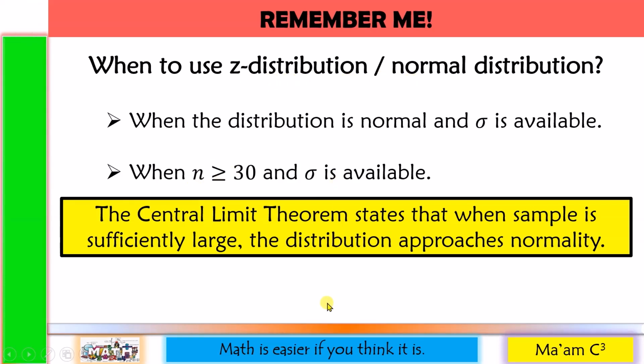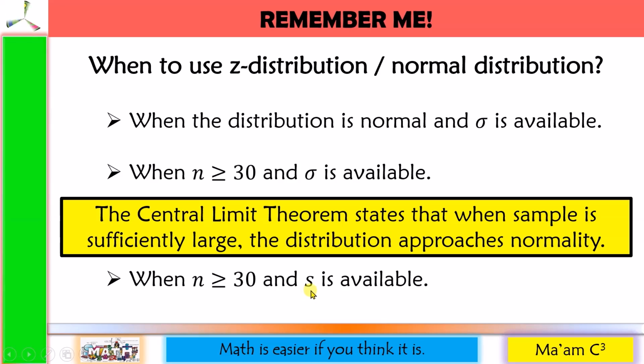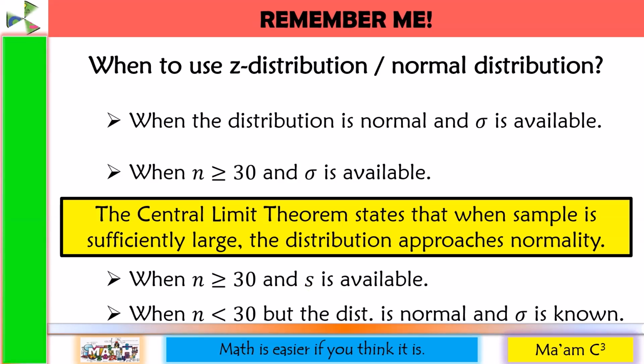Now, what if my sample size is greater than or equal to 30, but the population standard deviation is not available? Like what I've said earlier, you may use sample standard deviation instead. You may also use z-distribution even though your sample size is less than 30 for as long as the distribution is normal and the population standard deviation is known.